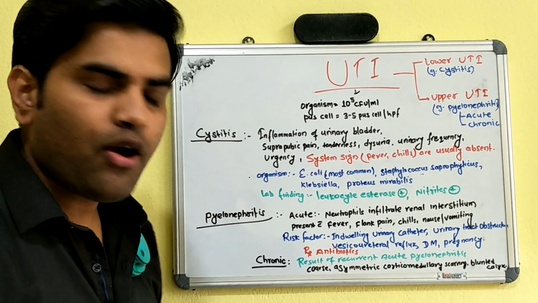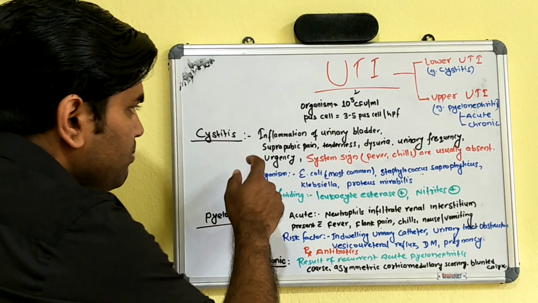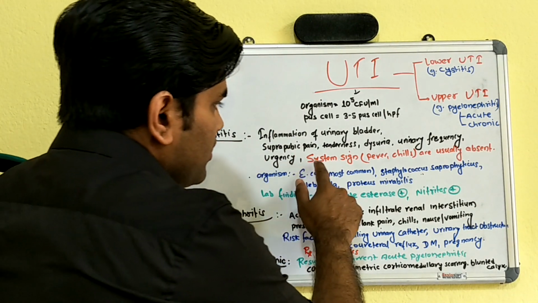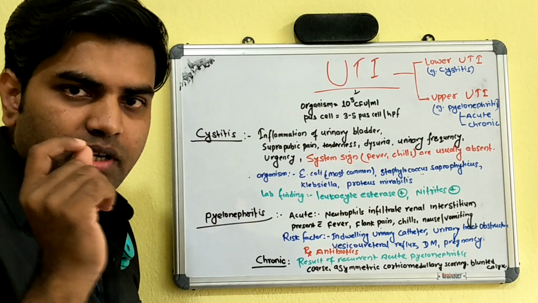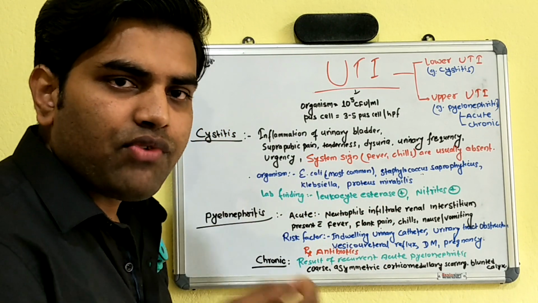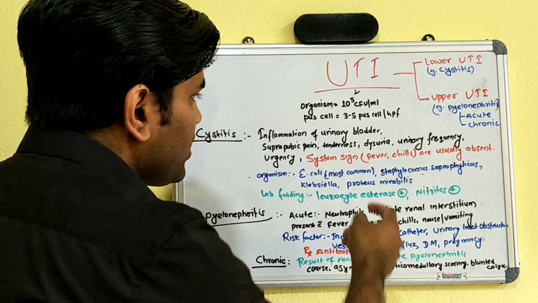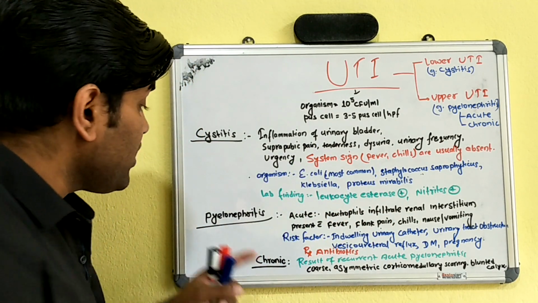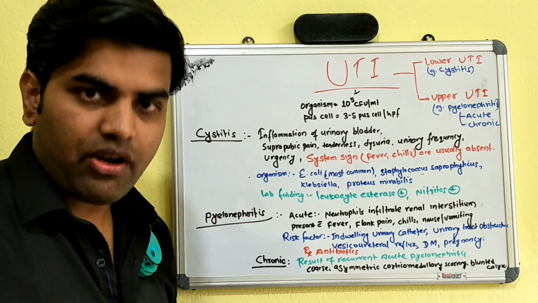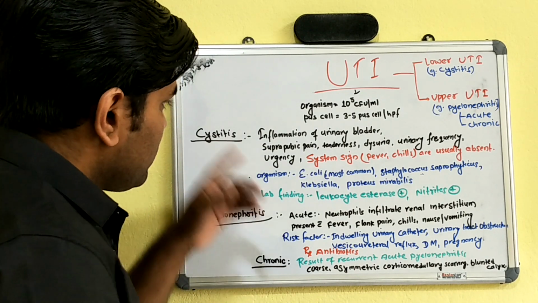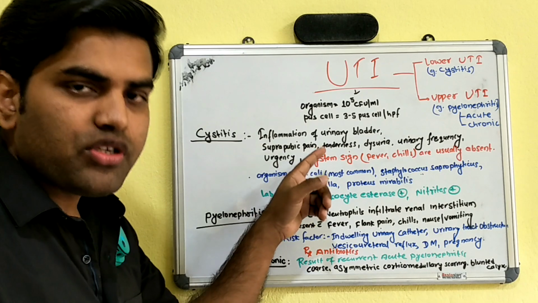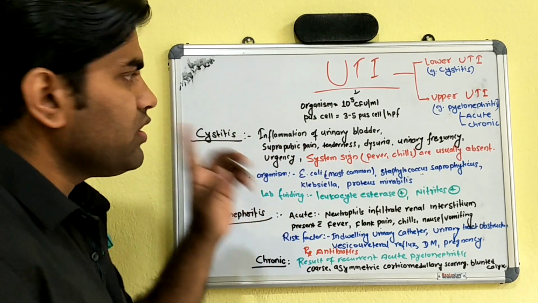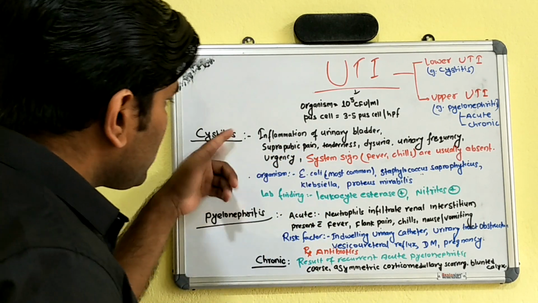But one major thing is that systemic signs like fever, chills, nausea, vomiting are usually absent in cystitis. If there are systemic signs, that usually indicates pyelonephritis. So systemic signs will usually be absent in lower UTI or cystitis. Now, what are the risk factors?